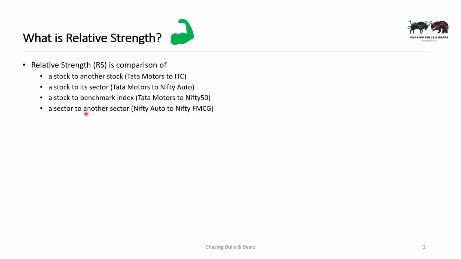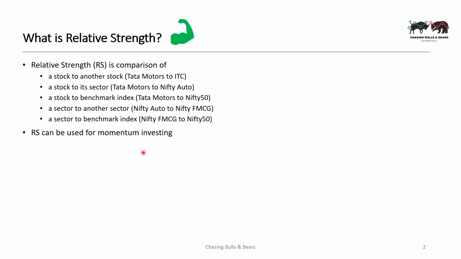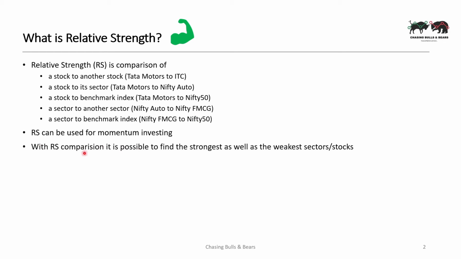You can also compare two sectors. For example, you compare how Nifty Auto is performing in comparison to Nifty FMCG. And this is the most important part to find the outperforming sectors. So you can compare sectors with the benchmark index. So we compare, let's say, Nifty FMCG and check how it is performing in comparison to Nifty 50. Relative strength can be used for momentum investing. With relative strength comparison, it is possible to find the strongest as well as the weakest stocks or weakest sectors.